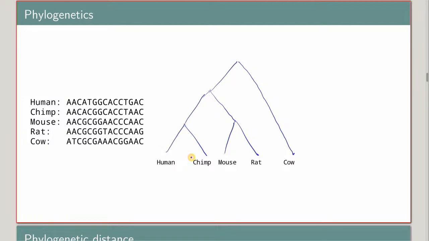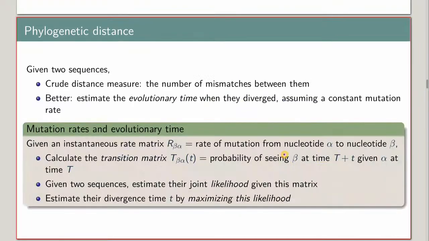So how do you estimate the evolutionary time, the sort of geological time, which would be this axis, from the number of mutations? For that, you need an evolutionary model. And then how do you evaluate the quality of your tree? I'll come to likelihoods later, but essentially the way it is done is you can have an instantaneous rate matrix, which is a rate of mutation from nucleotide A to nucleotide B. You can read it as R of beta given alpha. And from this you can calculate a transition matrix, which is the probability of seeing beta at a later time given alpha at a previous time.